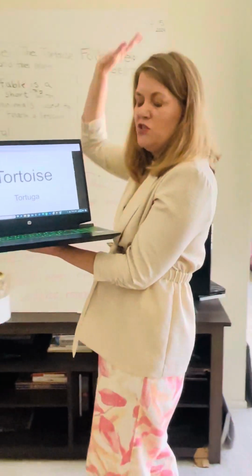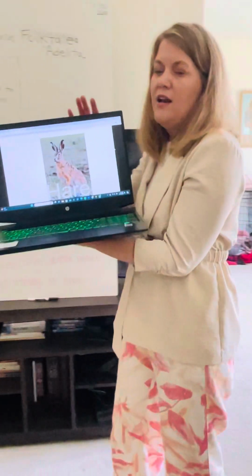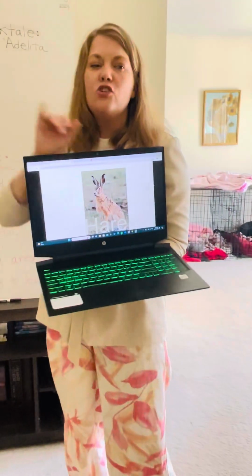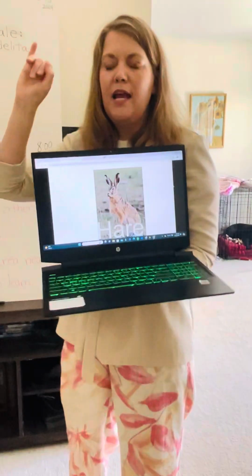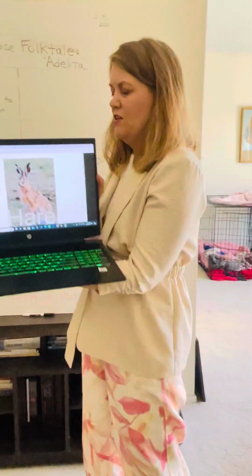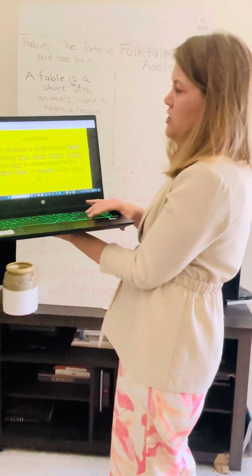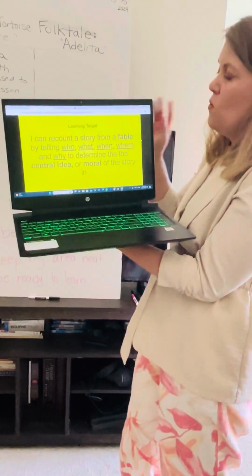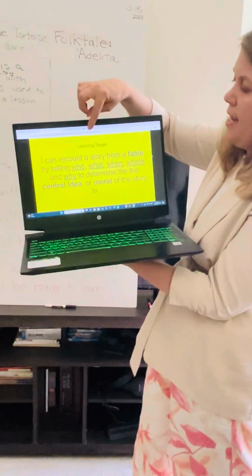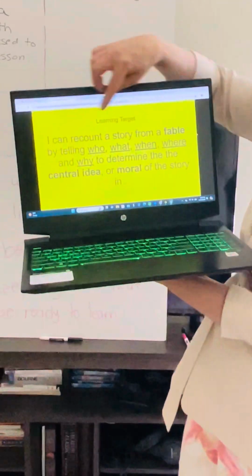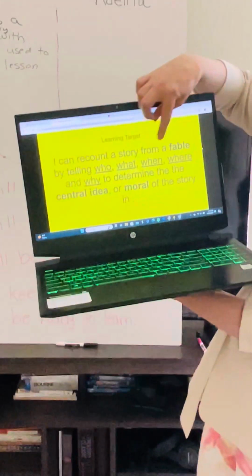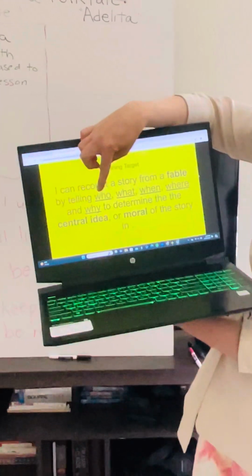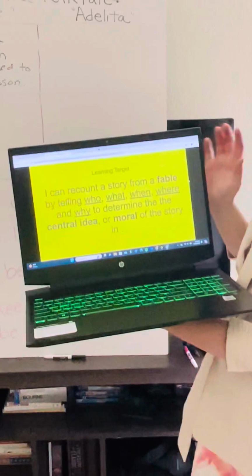How many of you guys know the word tortuga? Good. And another thing we have is the hare, which is like a rabbit. Raise your pinky in the air if you have ever seen a hare in real life. Good job. Well, today we are going to read together our learning target. Let's choral read. I can recount a story from a fable by telling who, what, when, where, and why to determine the central idea or moral of the story.